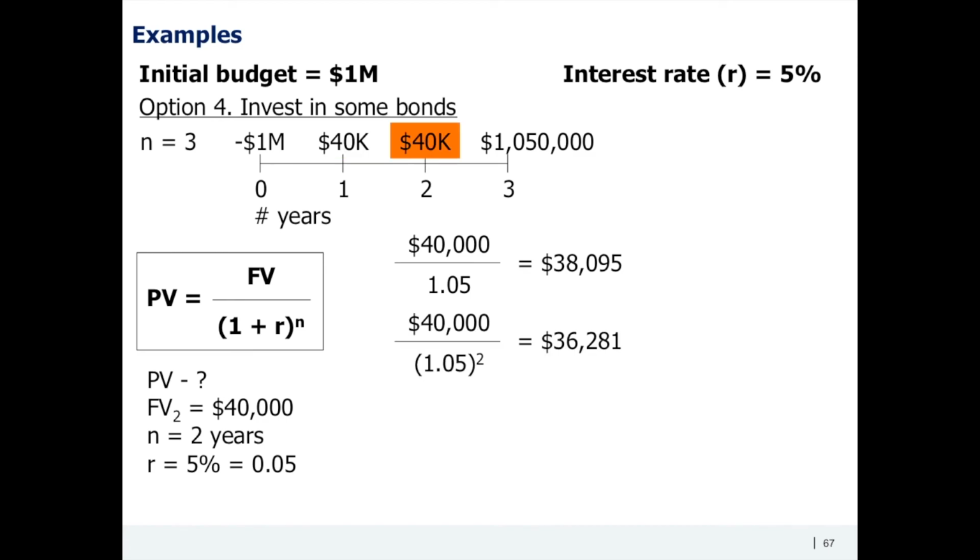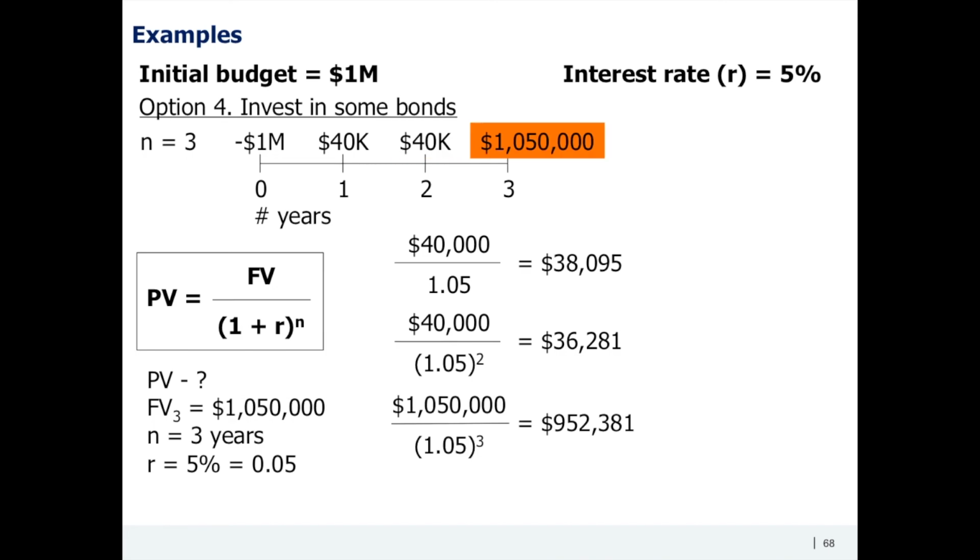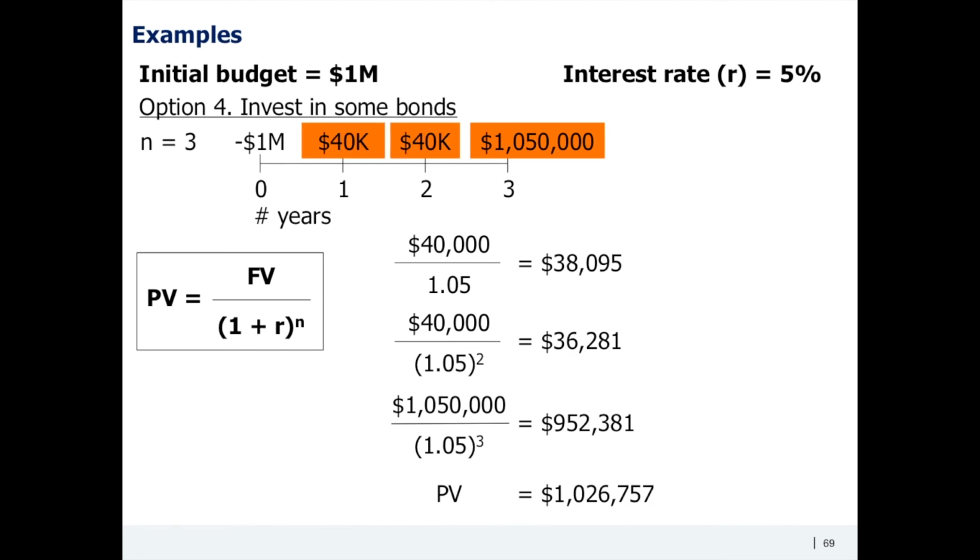For year 2, the present value of the cash flow would be $36,000. And for year 3, the present value of $1,050,000 would be $952,000. Now the present value of the whole project would be the sum of these individual present values. So it is $1,027,000. As we see, the investment in the bonds is worth $1,027,000. It is a good deal as we are going to spend only $1 million.